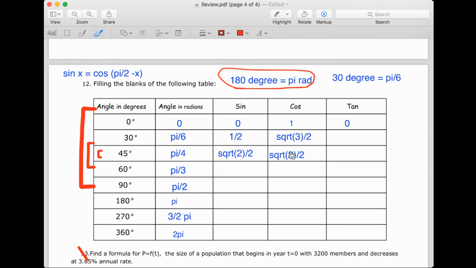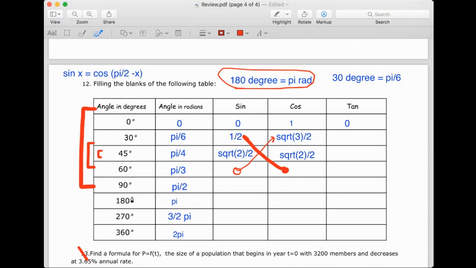That's why sine value and cosine value are the same. Because sine 45 equals to cosine 90 minus 45, still 45. So sine 45 equals to cosine 45. So that's why we have square root 2 over 2 for both sine 45 and cosine 45. And then by the cofunction, we know sine 60 here equals to square root 3 over 2, and cosine 60 here equals to half, because they're cofunctions.